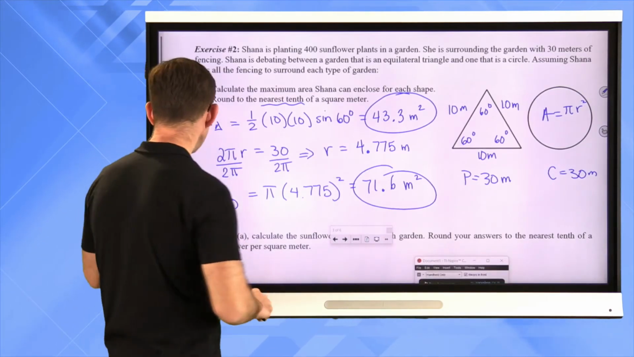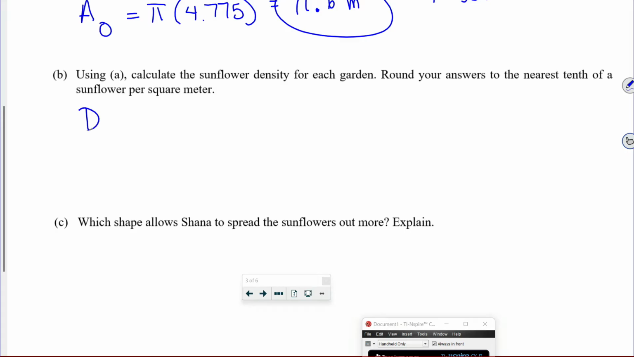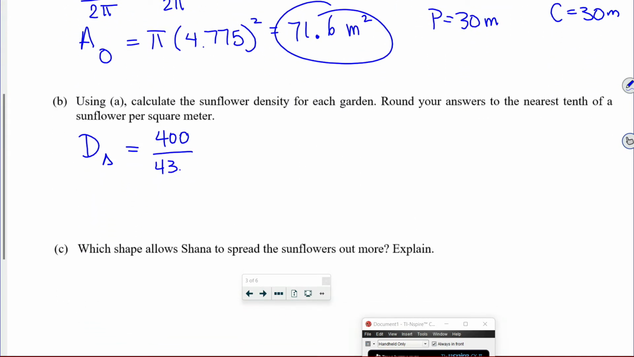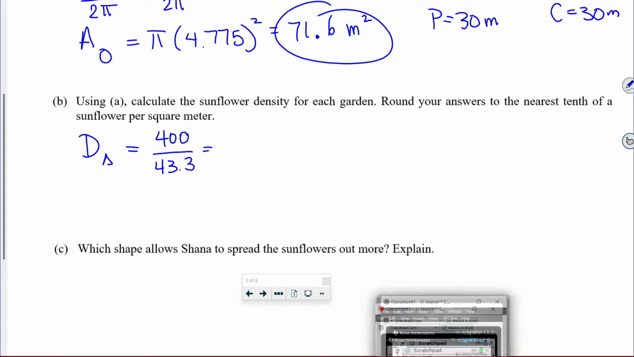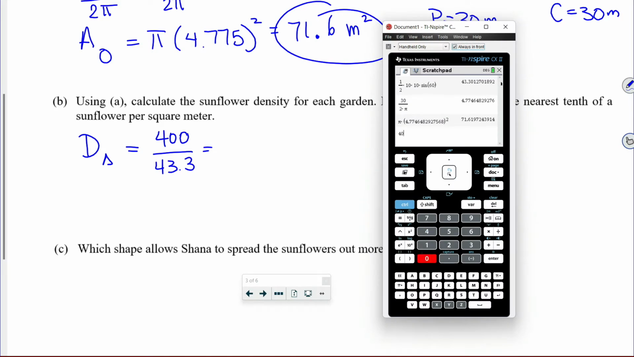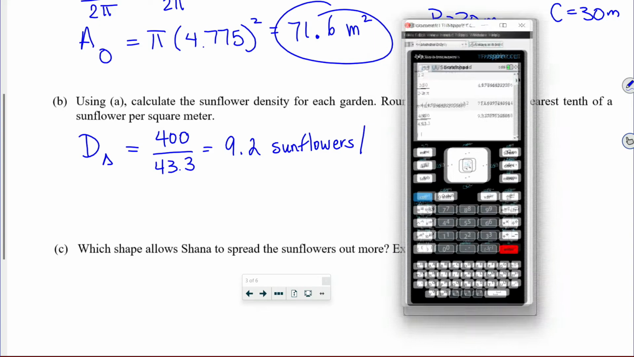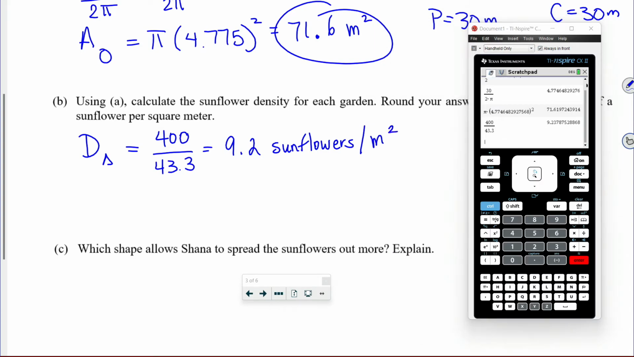All right, well, let's do it. So for the density for the triangle, we are going to have the 400 sunflowers divided by its area, which is 43.3. And that's going to be messy, but that's why we have our calculator. 400 divided by 43.3. And we're going to get 9.2 sunflowers per square meter. Now, a square meter is pretty big, so don't be too worried about that.